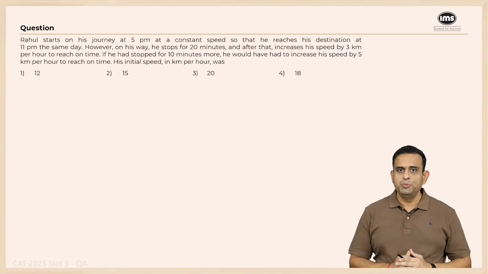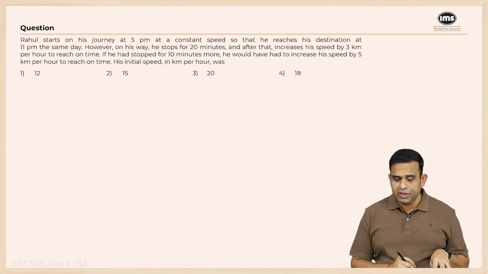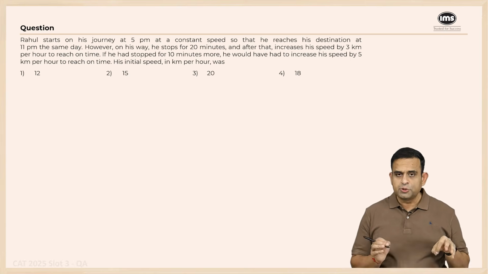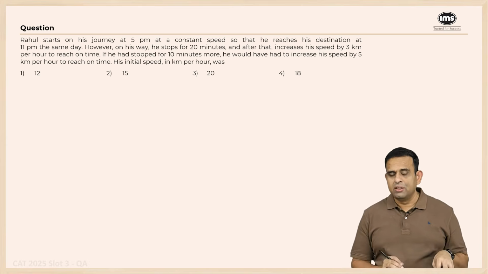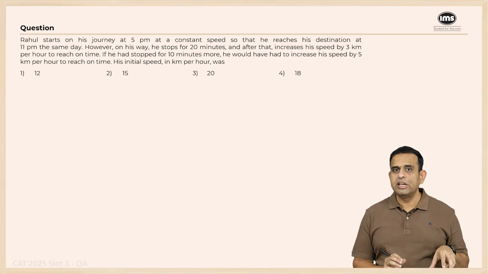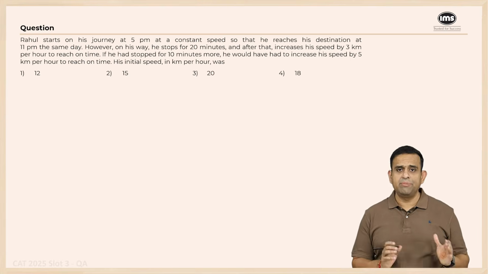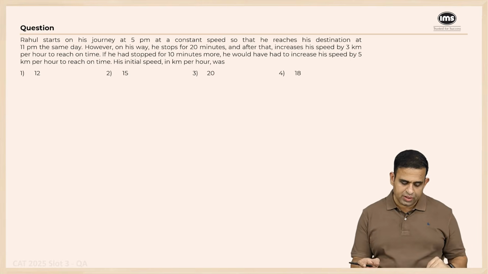The next sum happens to be on TSD, and an interesting sum over here. Rahul starts on his journey at 5 p.m. at a constant speed so that he reaches his destination at 11 p.m. the same day. That means as per the planned journey, he was supposed to complete the distance in, let's say, a 6-hour time frame. From 5 p.m. to 11 p.m. the same day means a 6-hour time frame.